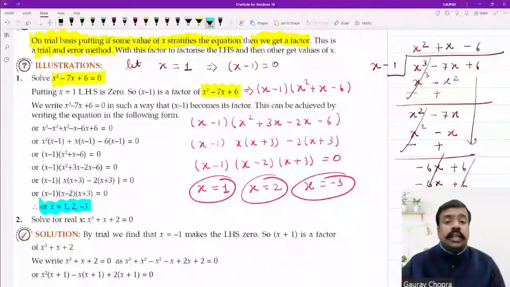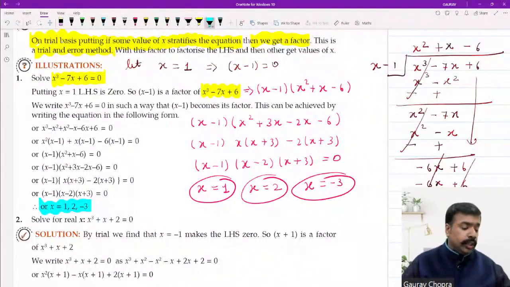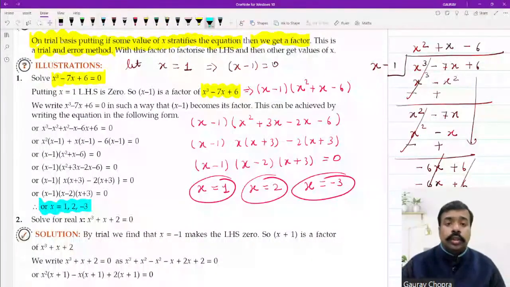So in this way, we can calculate. But we already know this method is very lengthy, so it will be difficult to use in the exam.